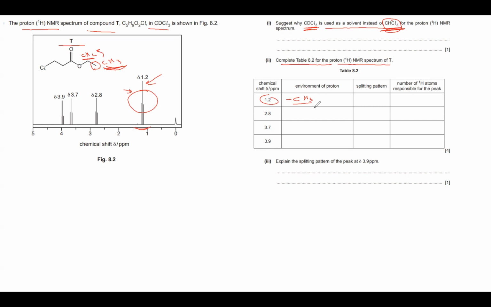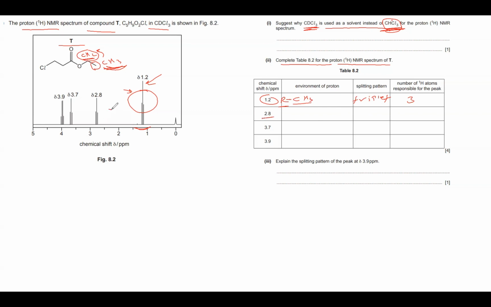For the environment, we can write RCH3, R for the alkyl, for this CH2. And the splitting pattern is a triplet. And the number of hydrogens responsible for this is 3 hydrogen atoms.